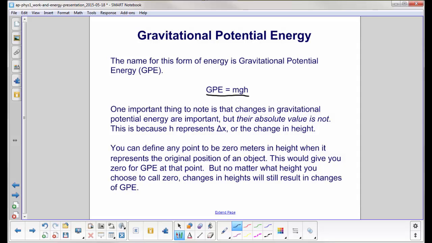H actually represents delta x, or the change in height. You can define any point to be at the 0 level. For example, the gravitational potential energy of an object sitting on your desk would be 0, but its potential energy relative to the floor would be a certain amount of joules. When we move the object, the change in potential energy is the same, whether it's moving from your desk relative to the floor or moving from your desk relative to the desk. You just have to choose where you're starting, but the change will still be the same, and that's the important quantity that we're describing here.